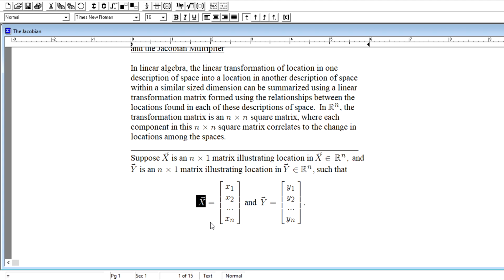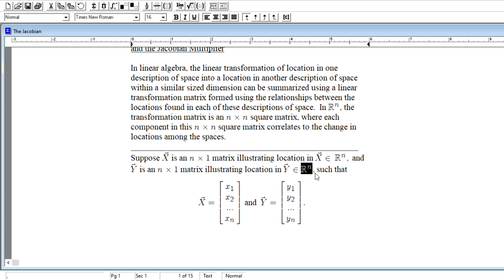Such that when we think about matrix X, it takes on this format. It starts at x1, followed by x2, all the way up to x sub n, and this collection of x values indicates location in X space. And matrix Y, this Y space location, is illustrated by these values y1, y2, all the way up through y sub n to account for this n-dimensional Y space.